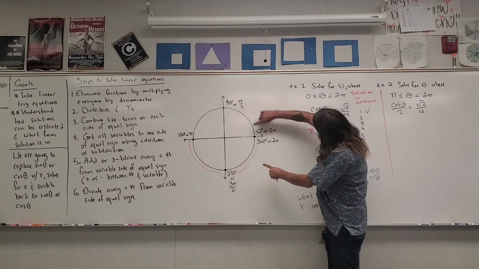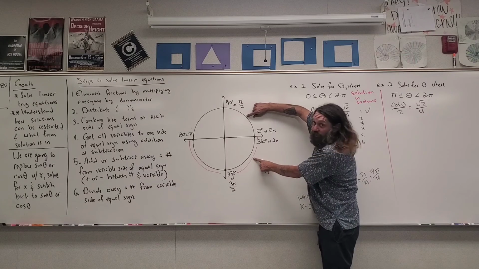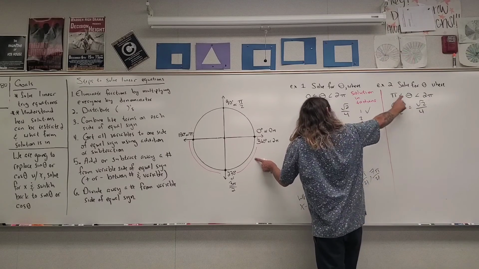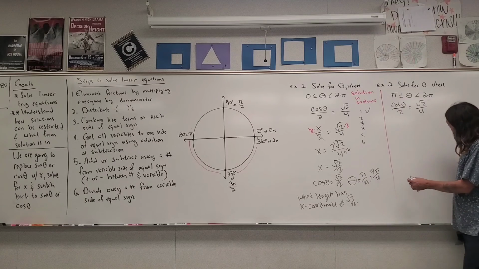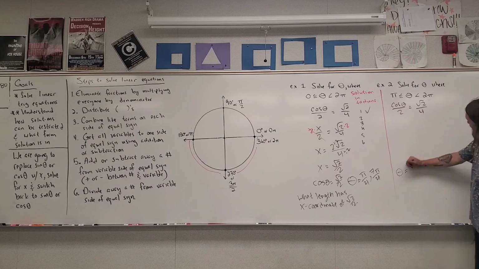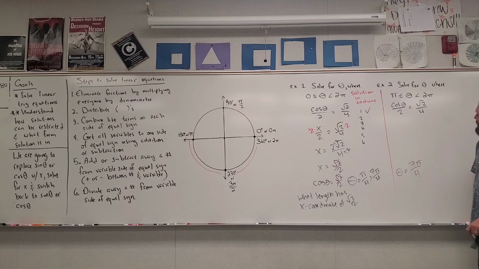So in the previous problem, I had an answer here and here. But notice in this problem, this is not shaded red. So my answer for this second version of the same problem with a different restriction is only going to be in that location. So for this problem, the answer would be theta is equal to 7 pi over 4. So again, your answer has to be based on the restriction.